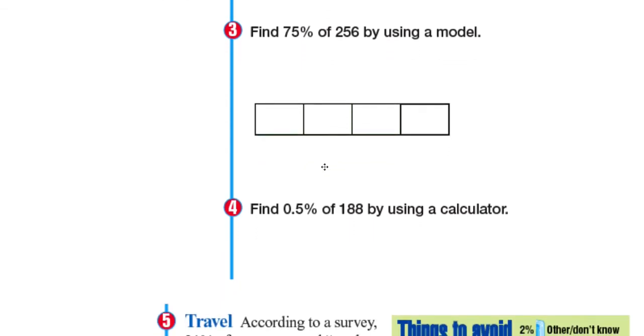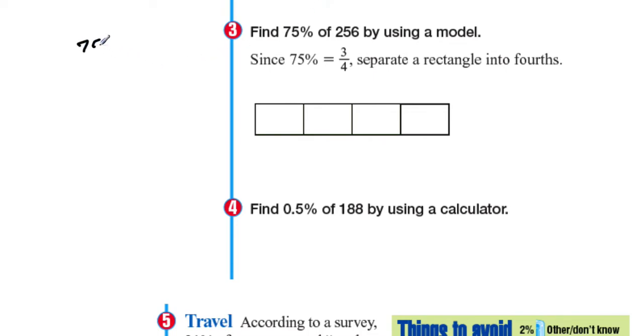Okay, let's use method 3, by using a model. 75% of 256. Since 75% is equal to 75 over 100, we simplify that and it becomes 3/4. Let's see how that happened. 75 over 100 is the same as 3 times 5 times 5, by prime factorization, over 2 times 2 times 5 times 5, and we cross cancel the common factors. That's a 1, that's a 1, that's a 1, that's a 1, and that's why you end up with 3/4.